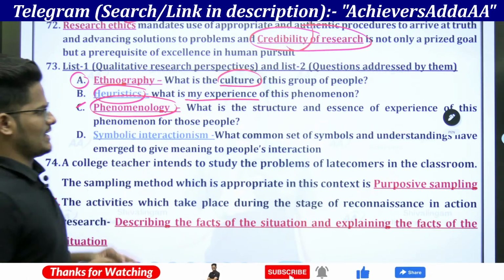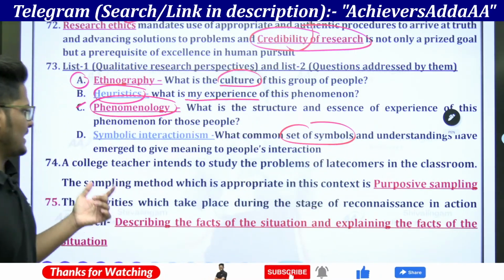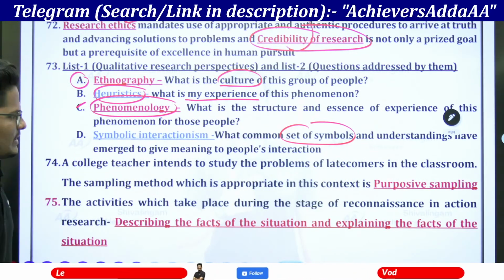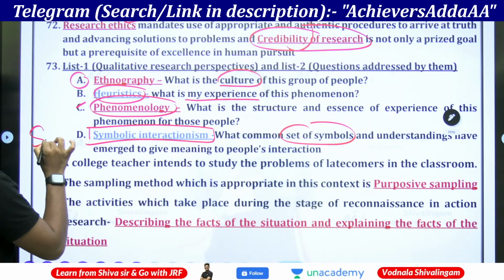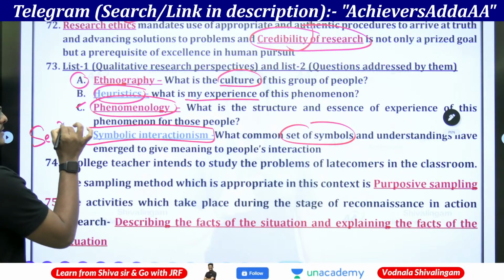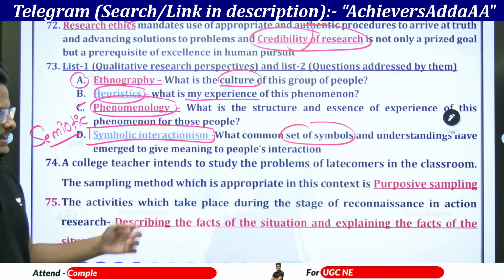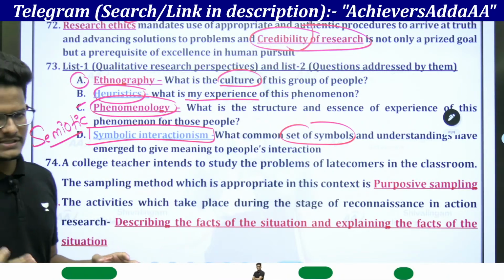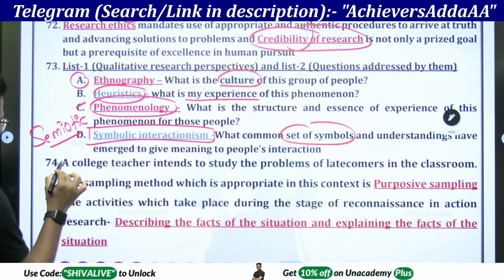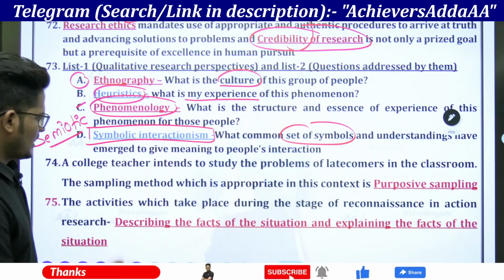And symbolic interactionism: what common set of symbols and understanding have emerged to give meaning to people's interaction. Symbolic is like semiotics. Semiotic means non-verbal. With signs, signals and symbols only, we are trying to understand the meanings and people's interaction and differentiations.